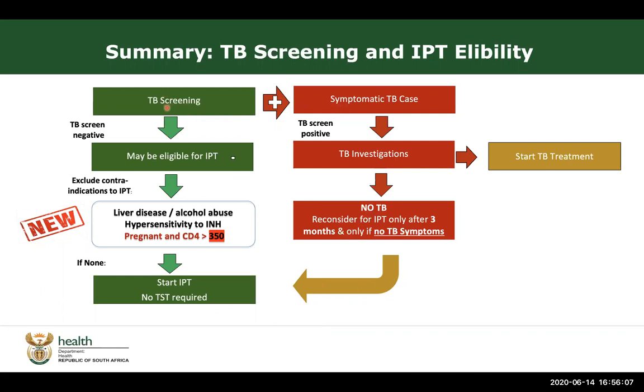Where TB screening is done and the patient is asymptomatic, with no symptoms, we need to assess if they're eligible by excluding these contraindications: liver disease, alcohol abuse, hypersensitivity to isoniazid. If they're pregnant and they have high CD4 counts, they do not qualify for isoniazid TB preventative therapy. If they do not have any of these contraindications, they can then be started on isoniazid prophylaxis therapy or even other TB preventative therapies as needed.